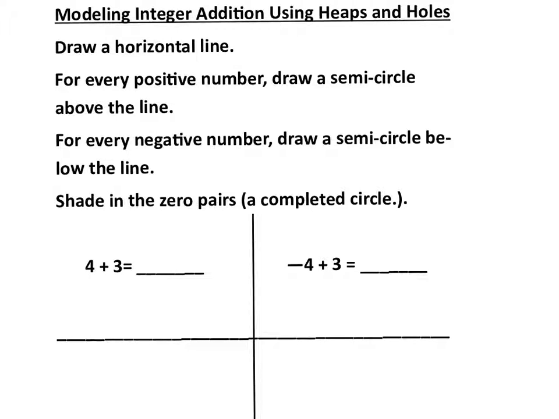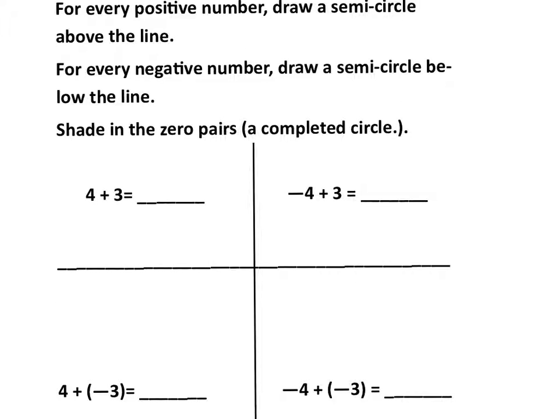Let's refresh it. You draw a horizontal number line. For every positive number, a semicircle goes above the line. For every negative number, a semicircle goes below the line. And then again, we're going to be able to represent 0 pairs, but we'll get to that in a minute. So we all know 4 plus 3 is 7. That's because you guys are so smart. But the easiest way to show the modeling method is to use a problem that we all know the answer to.